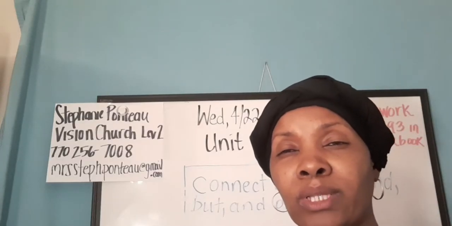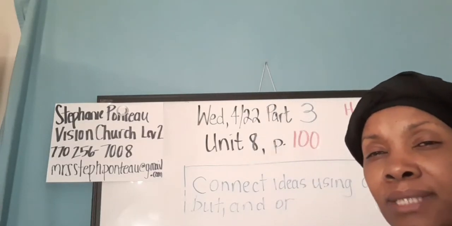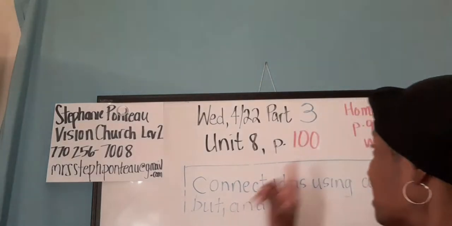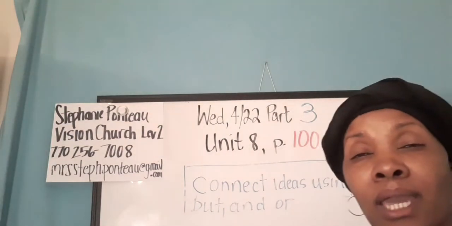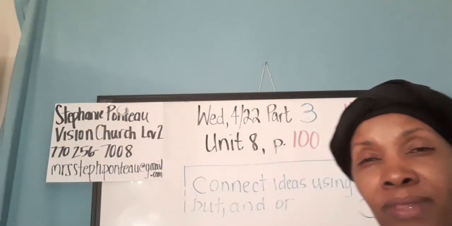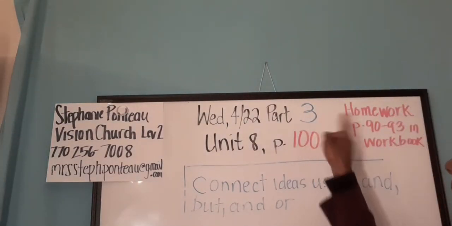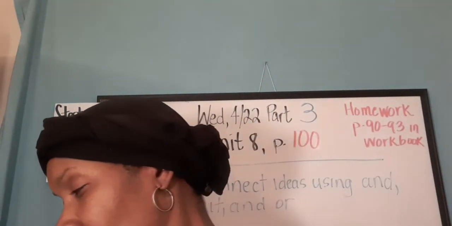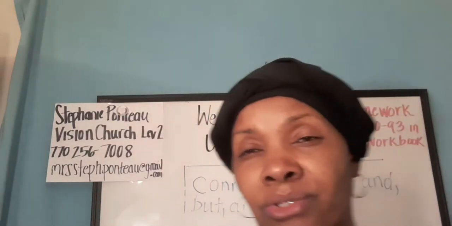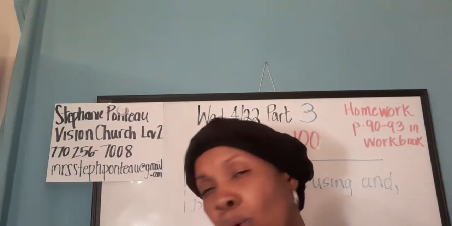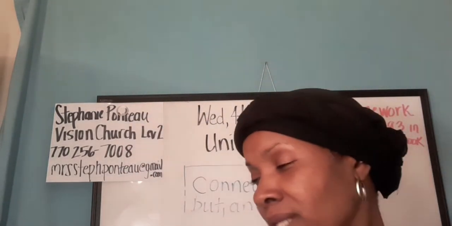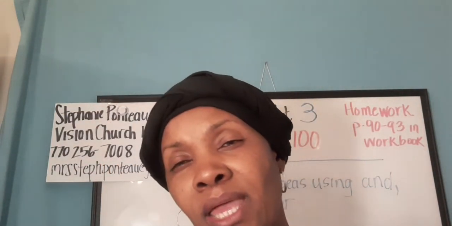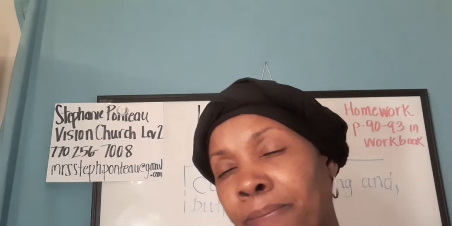All right, everyone, we're going to continue on with our class. And once again, this is the Vision Church Level 2 class, Wednesday, April 22nd, and this is part 3 of our class. We're on page 100. Okay, so the grammar focus here is conjunctions and, or, but. And so we have the grammar rules here. We're going to read this, how to use these, in what situations to use these, okay?